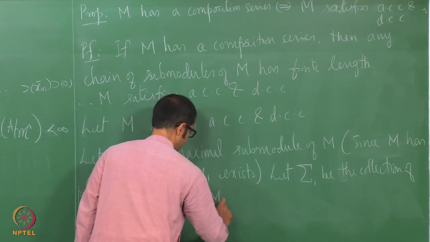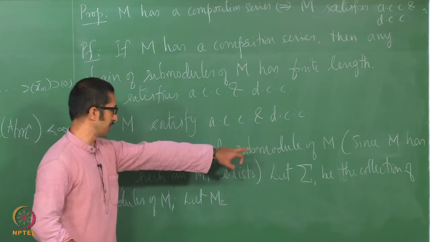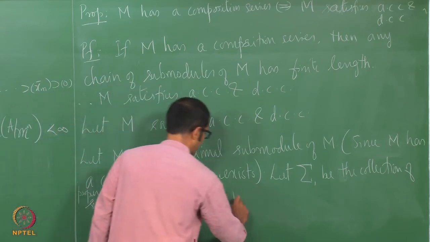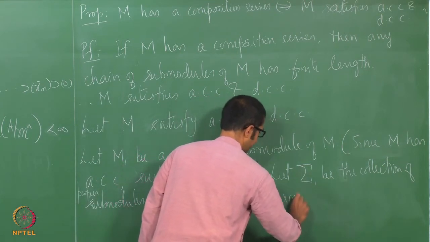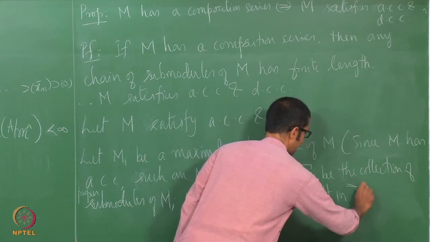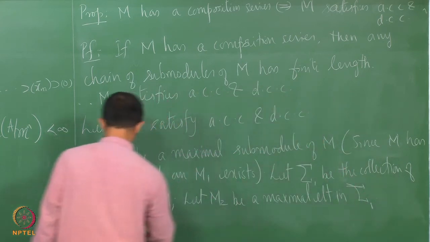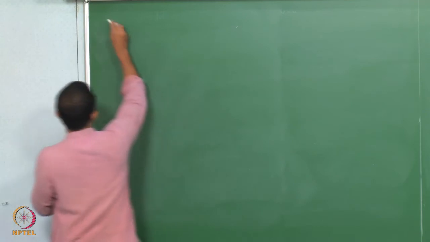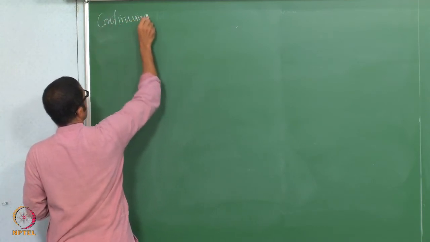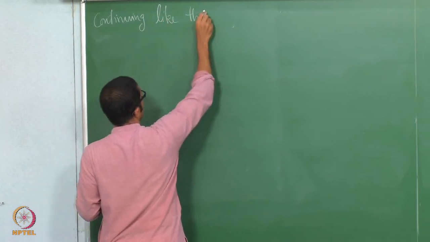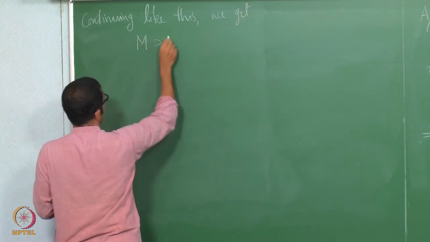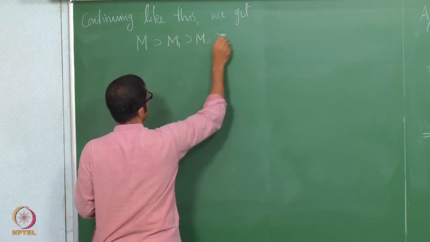In fact, I should have chosen M1 like this. Let sigma be the collection of all proper submodules of M. Let M1 be a maximal element. Now let M2 be a maximal element in sigma 1. Continuing like this, we get a chain of submodules: M contained in M1, contained in M2, and so on.